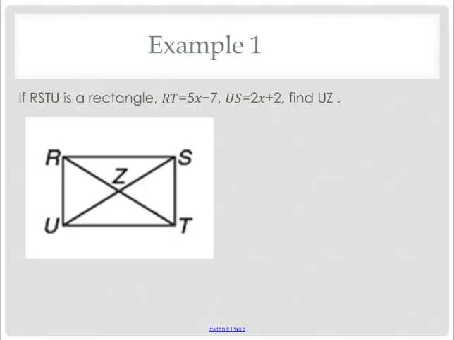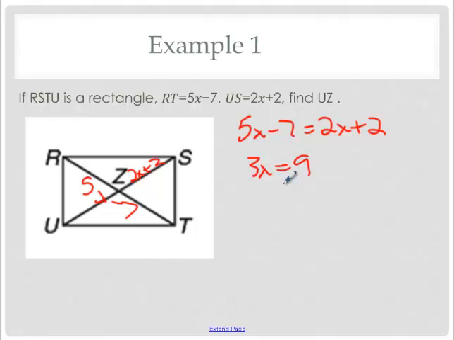So in rectangle RSTU, RT, this diagonal is 5x minus 7, and US, this diagonal, is 2x plus 2. We just wrote that diagonals were congruent, so I'm going to set 5x minus 7 equal to 2x plus 2. When I solve for x, I get 3x equals 9, so we get x is 3.